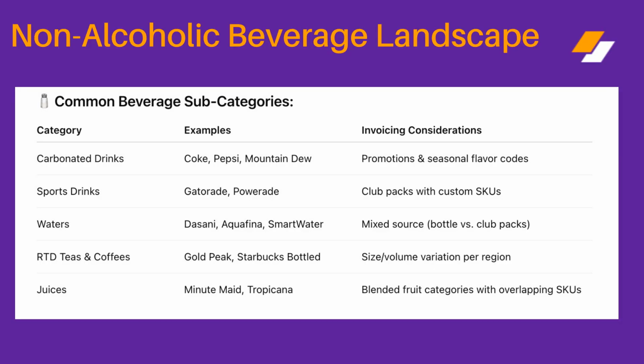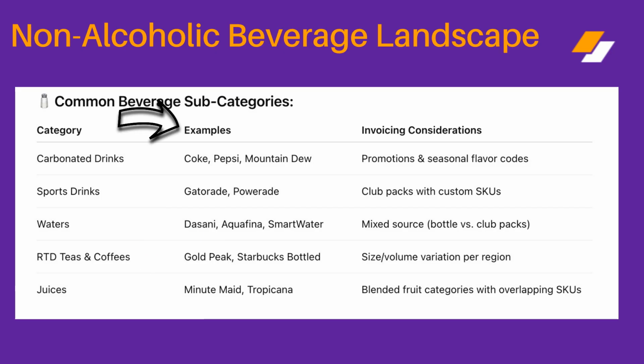Since we have discussed the objectives of beverage invoicing, let's look at the landscape. The non-alcoholic beverage sector is a multi-billion-dollar industry dominated by global manufacturers such as Coca-Cola and PepsiCo. Retailers rely on direct store delivery, or DSD, models where invoices are generated on the spot or within 24 hours of delivery. There are 5 common beverage subcategories. These include carbonated drinks, sports drinks, waters, ready-to-drink teas and coffees, and juices.